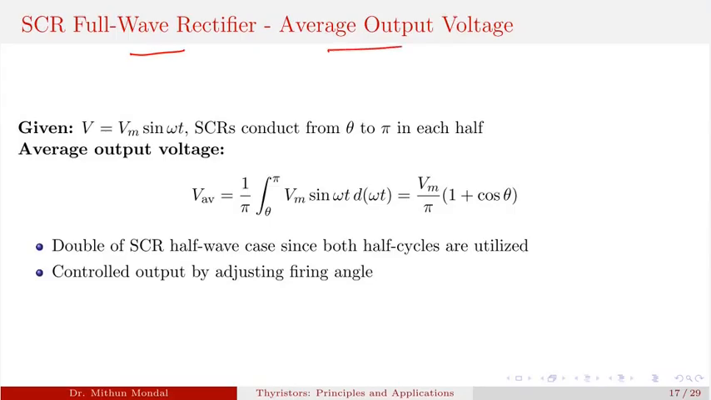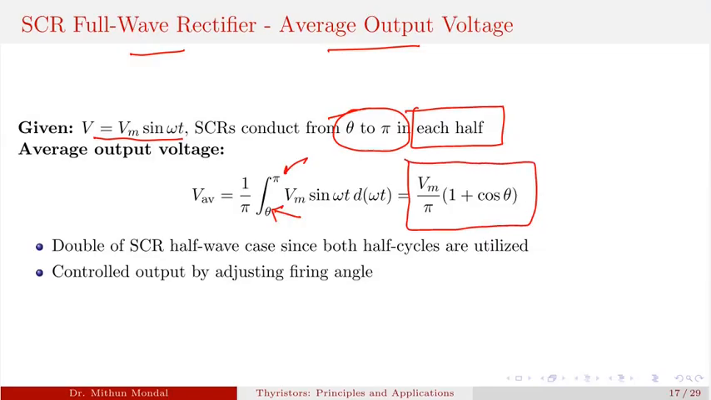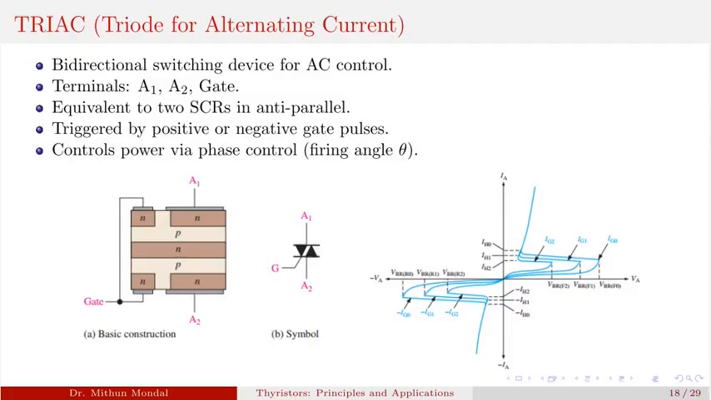rectifier, if we find the average output voltage, considering again the input as V equal to Vm sin omega t, conduction taking from theta to pi in each half wave, and integrating from theta to pi, we get Vm by pi (1 plus cos theta). This is double the SCR half wave, and both the half cycles are utilized for the rectification principle. So efficiency will be more, and you get control of the output by adjusting the firing angle. So this theta, which is the gate controlled firing angle, leads to the controlled rectification of these rectifiers, and hence it is known as controlled rectifiers.